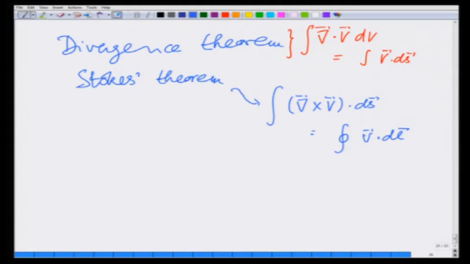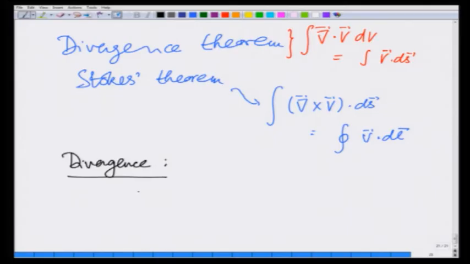In this lecture, we are going to look at 2 or 3 examples so that you get familiar with these concepts. So, let us first take divergence theorem. I will work in terms of Cartesian coordinates and then give you problems for other coordinate systems.